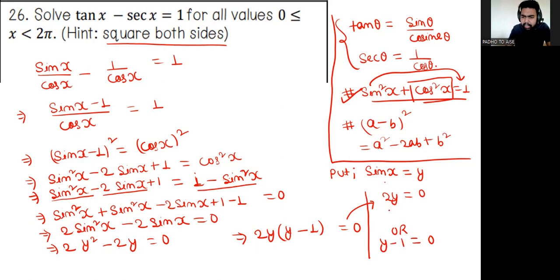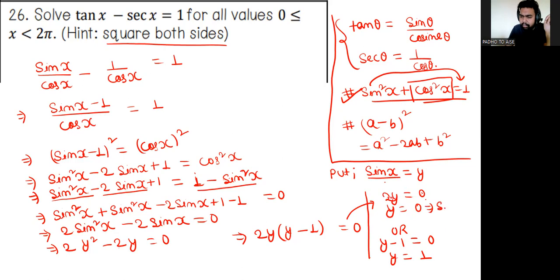Now I could write y is equal to 0 upon 2, because this is in multiplication, so it goes into division on the other side. That means y is equal to 0. I'm getting one value, and the other value I'll get is y is equal to positive 1, because this negative 1 goes to the other side. So I got two values, and y was equal to sine x.